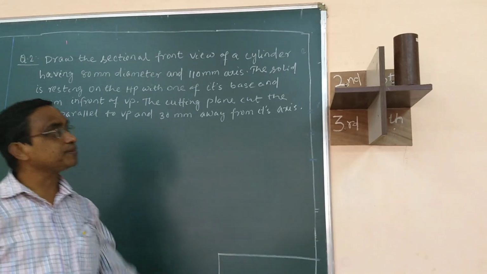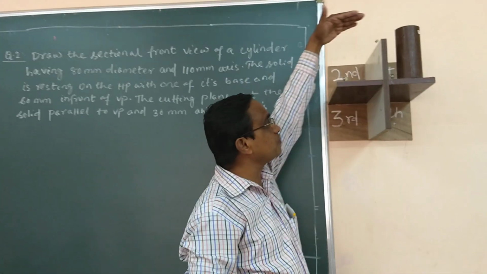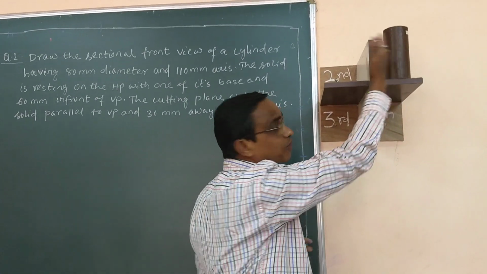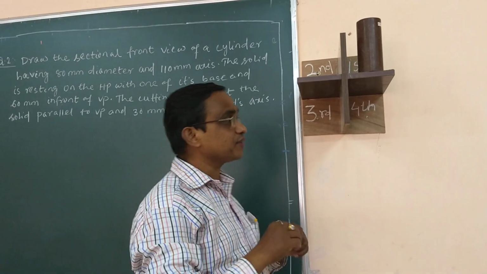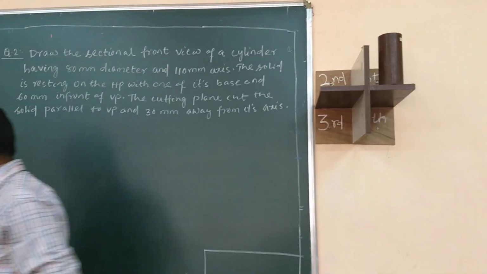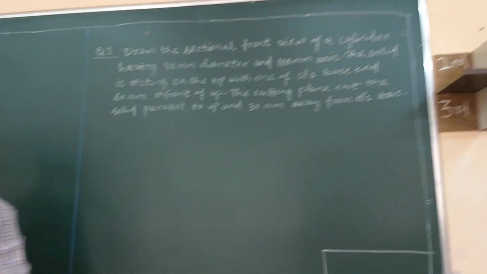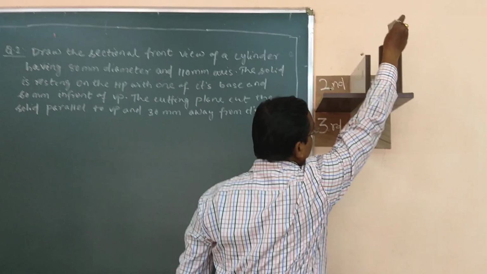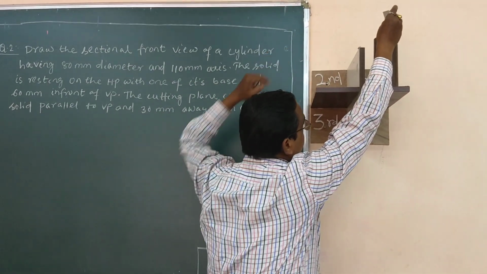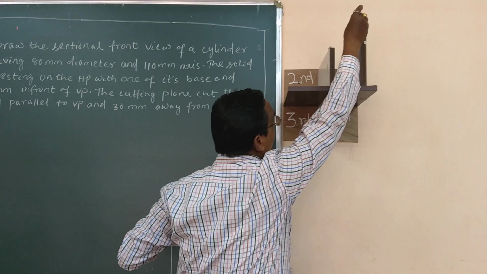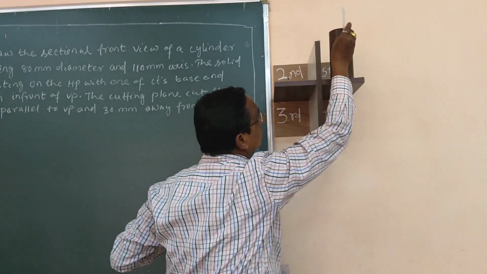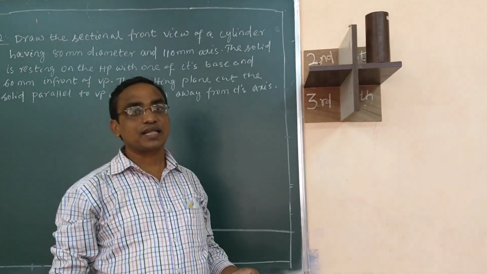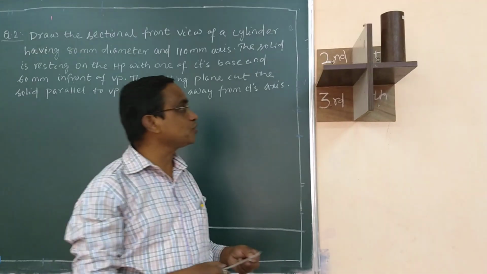First we draw its projection. Means when you observe from the top, you mark only a circle, and you observe from the front, you mark a rectangle in case of cylinder. After that, second part of the question, the cutting plane cut the cylinder parallel to VP and 30 mm away from its axis. The cylinder is divided into two parts. Now you draw the sectional front view. How will we draw?